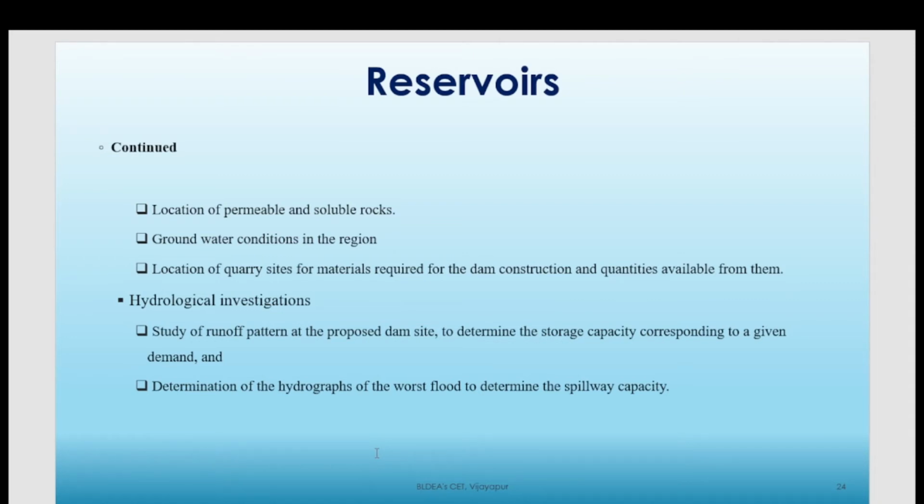Because of that, what is the quantity of water that is to be disposed of in the downstream side? Okay, so this is all the identification, or all the investigations that are to be done, right? So after understanding the investigations that are required, let us try to look into the different zones of the reservoirs. So what are the zones of the reservoir?